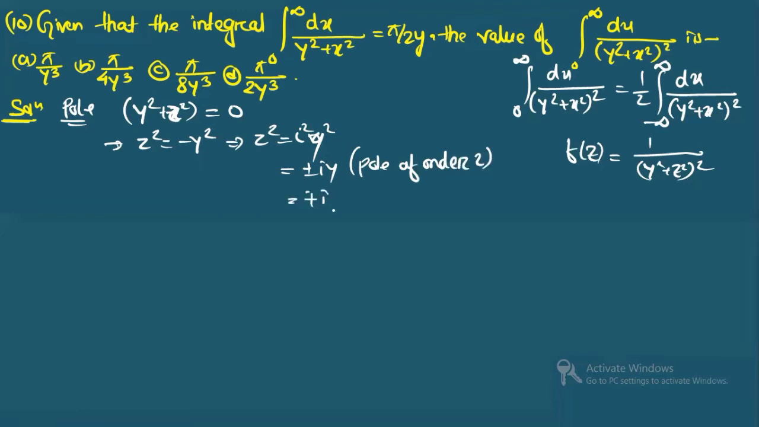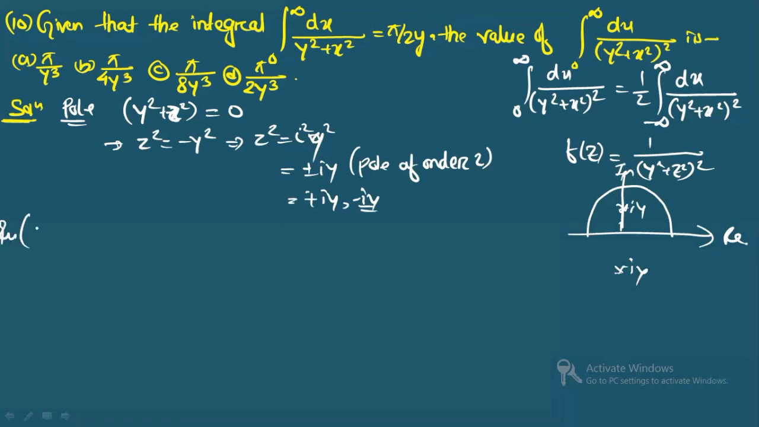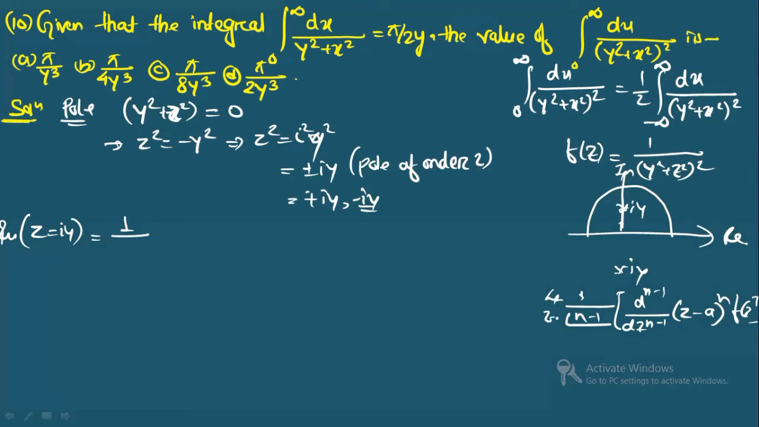Now you see plus iy, minus iy. Minus iy will lie outside, because in this type of contour integral we are considering only the real part and the positive imaginary part. So plus iy will lie within the contour, and minus iy will lie outside. So we will find the residue only for z equals iy. This is a pole of order 2, so the formula is 1 by factorial (n minus 1) d to the power n minus 1 by dz to the power n minus 1 of (z minus a) whole to the power n f(z), with the limit z tends to a.